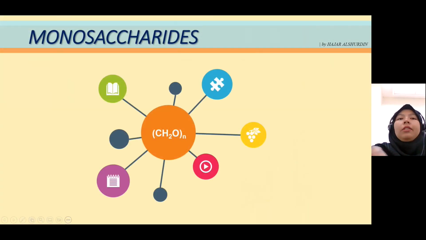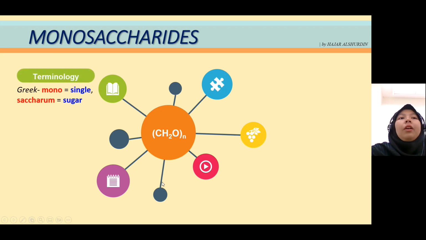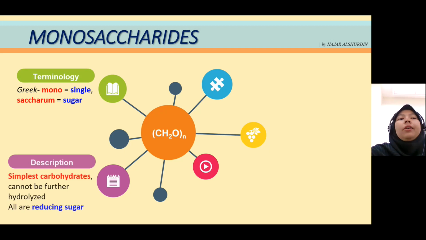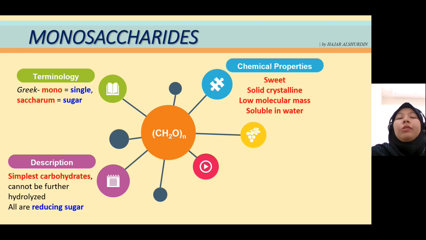So monosaccharide: mono means single, saccharum means sugar. So it is the simplest carbohydrate, and all of them are reducing sugars. So you have to recall what a reducing sugar is, and how to test whether something is a reducing sugar or not. Okay, please check this up.